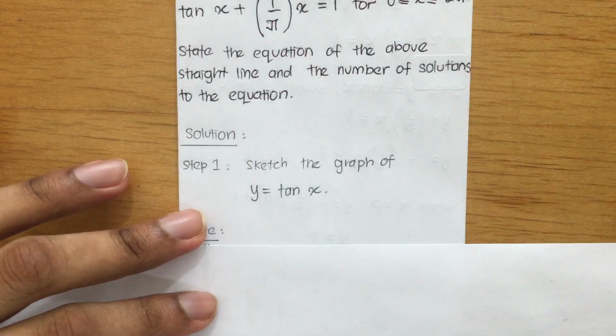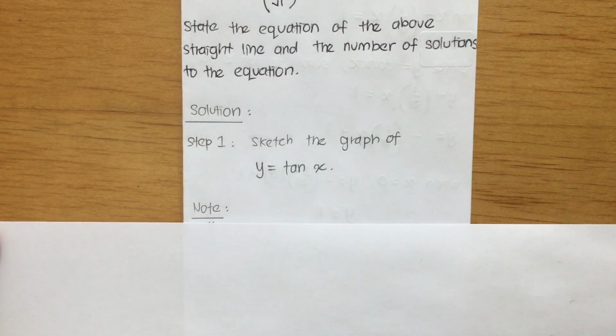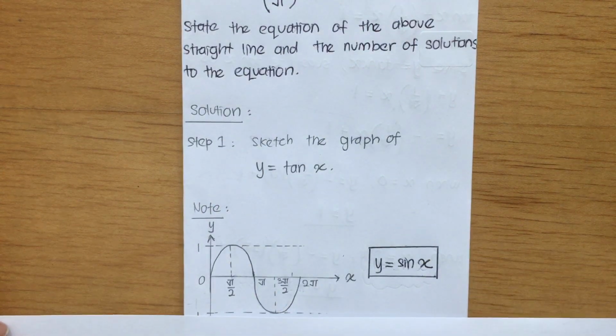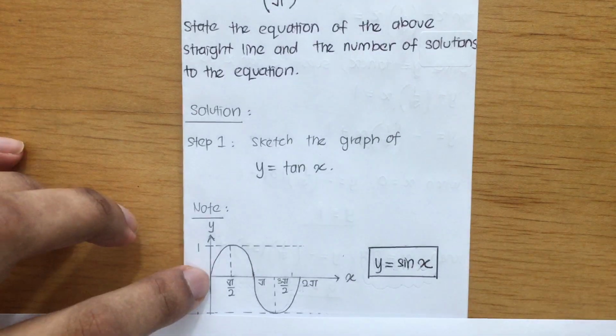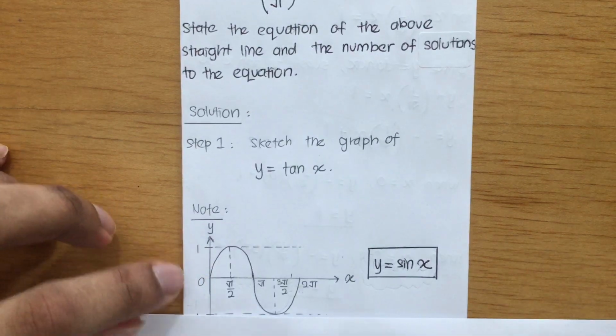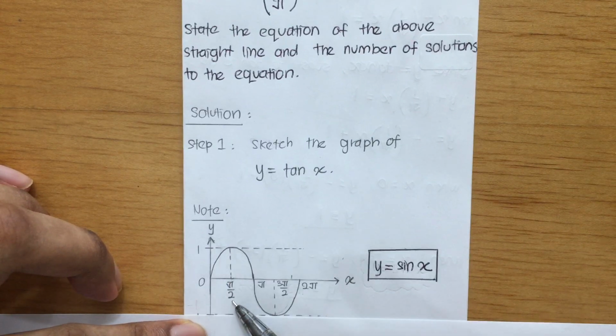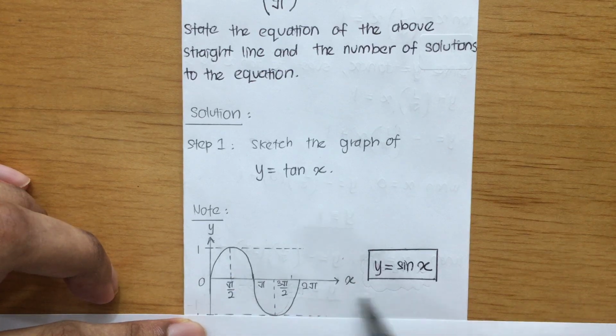Okay, this is a small note for your knowledge. So this is your graph of y equals sine x. Your sine x will start from 0 and then reach a maximum point where y is 1, where x is equal to pi over 2. Pi over 2 means it's 90 degrees. So when x is equal to 90 degrees, y will be equal to 1. And then when x is equal to pi, it will go down to 0.